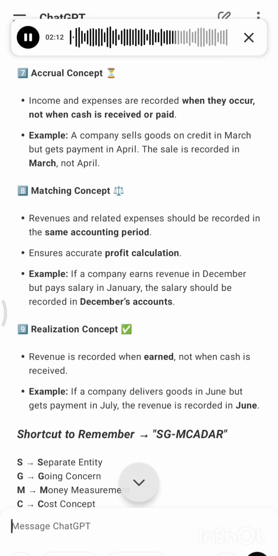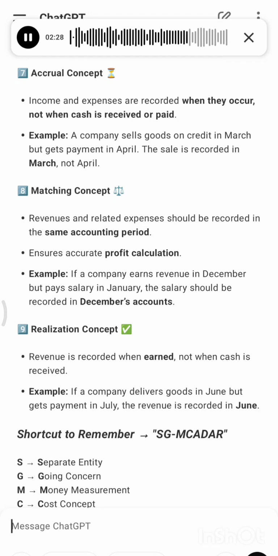7. Accrual concept. Income and expenses are recorded when they occur, not when cash is received or paid. Example: a company sells goods on credit in March but gets payment in April. The sale is recorded in March, not April.